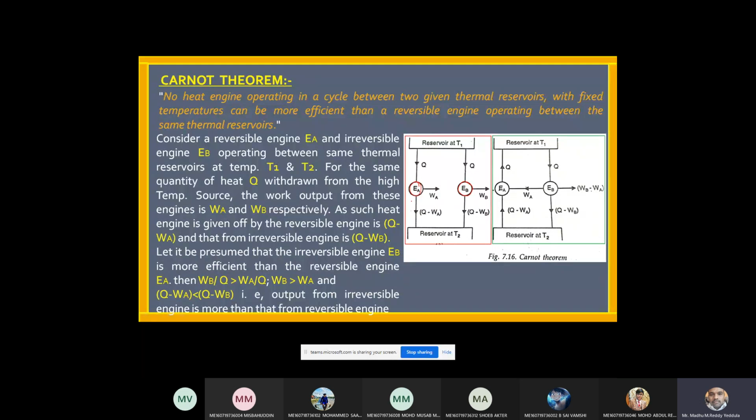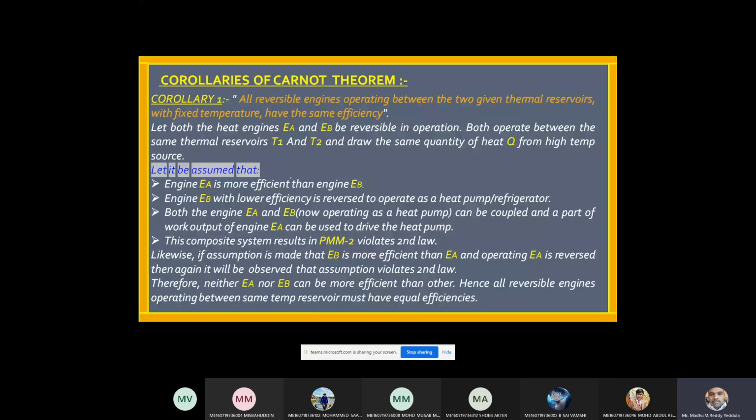Okay, right. As we know, according to corollary one, any two reversible engines operating between two fixed temperatures, source T1 and sink T2, should have the same efficiency. That is corollary one. Any heat engine operating between two fixed temperatures should have the same efficiency. So let us assume we are considering two heat engines, EA and EB, operating between two thermal reservoirs of the same temperature. Source temperature is T1 and sink temperature is T2, right? So this can be derived, right? We can prove that.